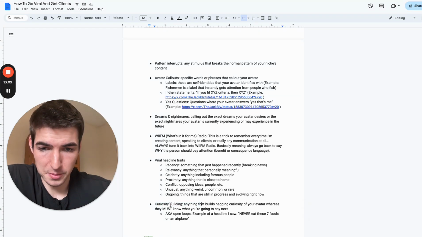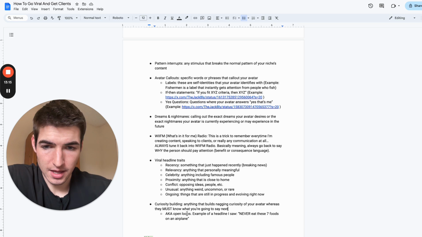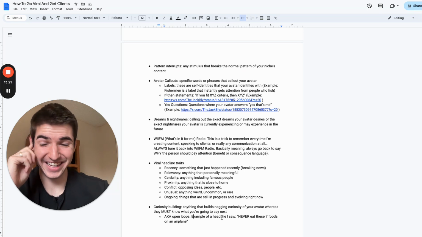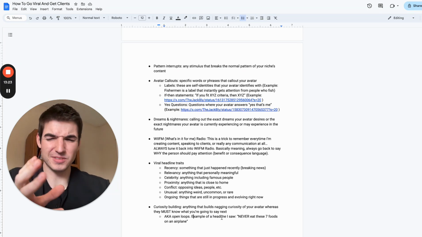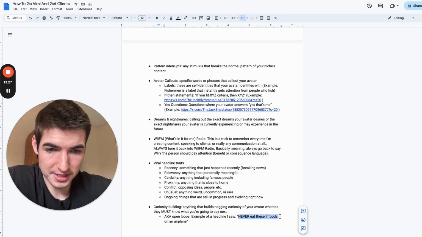Last thing is curiosity building. So anything that builds nagging curiosity in your avatar, where they must know what you're going to say next. This is also known as open loops. So for example, I remember I saw this headline, and it nagged my attention. I got so curious when I saw this. And it was basically, never eat these 7 foods on an airplane. All right, so this was the headline.